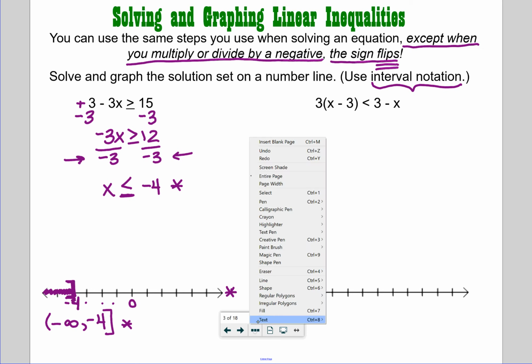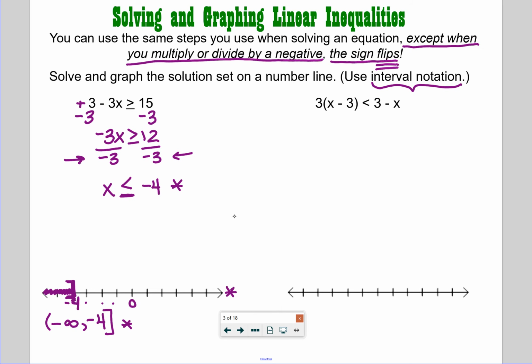Let's look at another one. I have 3 times the quantity x minus 3 less than 3 minus x. So the first step here is we're going to distribute my 3 through. 3x minus 9 is less than 3 minus x. I don't have any fractions to get rid of. I don't have anything I can clean up on either side, but I do have variables on both sides.